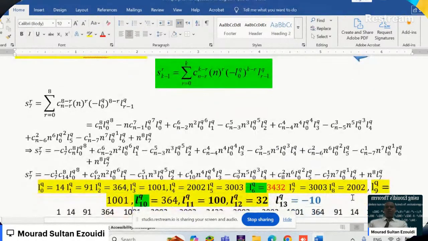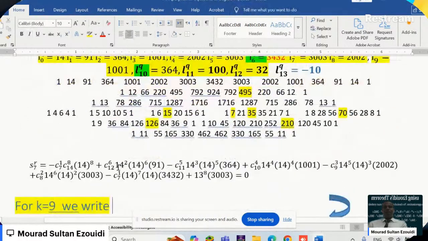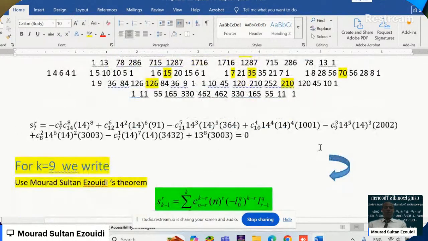We said that when k equals 8, I'm going to find S7. Just put k equals 7 in the recursive formula of Mourad Sultan Ezouidi, and you will be able to write this formula that gives you the 8th coefficient. This is the formula for any degree polynomial equation. It relates S7, S(k minus 1), with the binomial coefficient and with L0, and with L(r minus 1). This S7 is the new coefficient corresponding to the original 14-degree polynomial equation. I will apply this formula and calculate this. Then the value of S7 here is equal to 0.